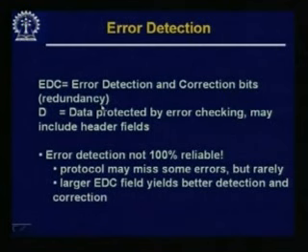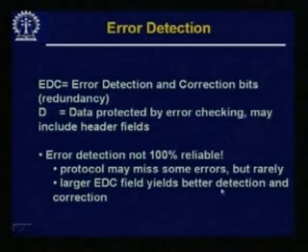Suppose D equals data protected by error checking, which may include header fields. So, the data which you are protecting may or may not include the header, it depends on the protocol. It may be just on the payload, or it may be on the payload and the header all together, where we would like to detect the error. Error detection of course is never 100% reliable, okay. The protocol may miss some errors, but usually we can bring down the level of errors to a very low figure. The larger EDC fields yield better detection. Naturally, if you put larger redundancy, you have better error detection and correction.